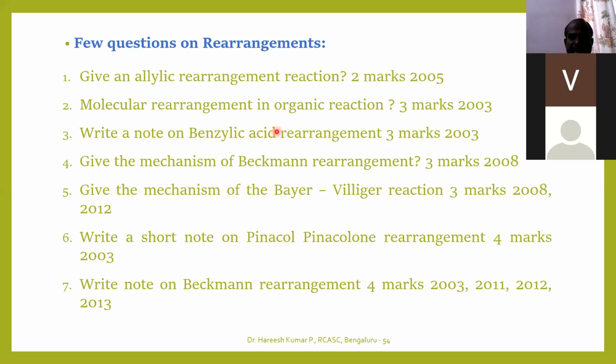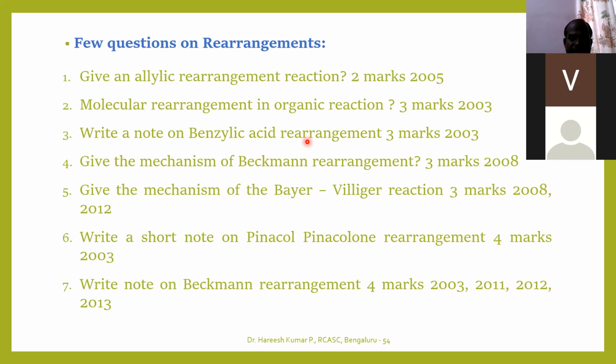And write a note on benzilic acid rearrangement. Just now we discussed the benzilic acid rearrangement. So what will happen here? There will be a conversion of alpha diketone, when it is treated with a strong base like potassium hydroxide, it undergoes benzilic rearrangement giving rise to alpha hydroxy carboxylic acid. You have to write the reaction and also the mechanism. If possible, also write the application, that is the conversion of ketopinic acid to citric acid. That's also something you can mention.